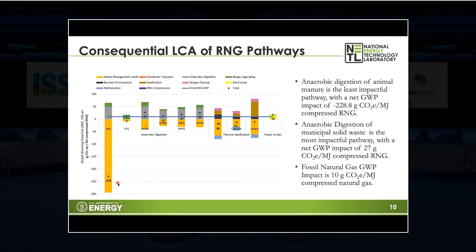We also see that RNG production via thermal gasification of wood waste using air or catalyst gasification techniques leads to net negative greenhouse gas emissions. The landfill gas pathway and the thermal gasification pathway using steam gasification have net positive GHG impacts, but they are still better than the fossil natural gas GWP impact, which is 10 grams of CO2e per megajoule of compressed gas. And all the other pathways seen here actually have higher GWP impacts as compared to production of fossil natural gas.